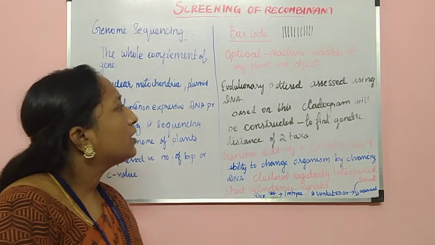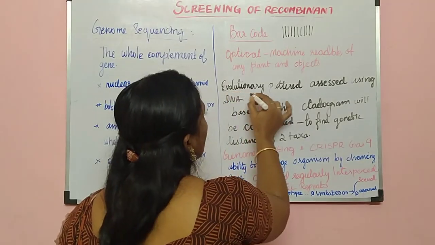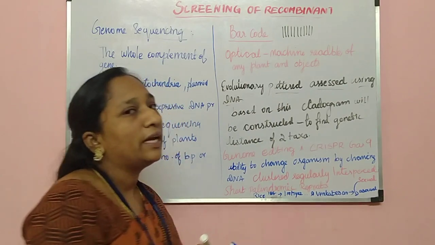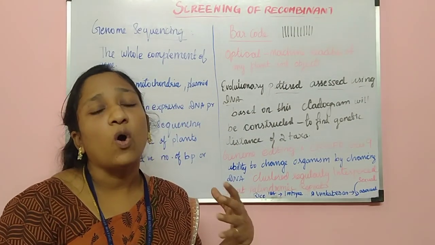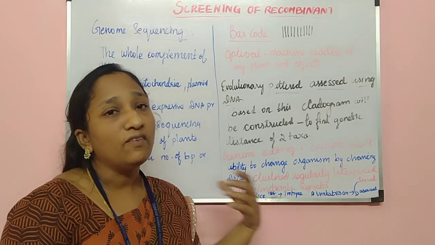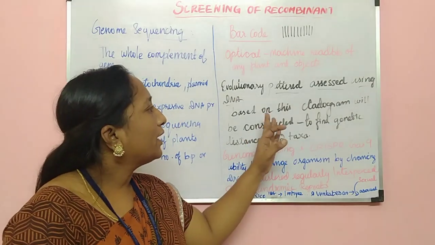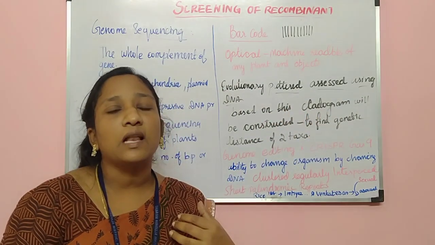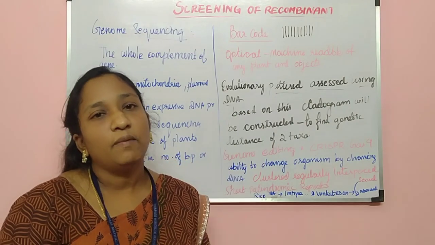And next we are going to learn about evolutionary pattern assessed using DNA. We have to find the evolutionary relationship of plants or animals. Information has to be collected by means of evolutionary relationship. By using the details, a cladogram will be constructed. You know what a cladogram is? That is an evolutionary tree. It is said to be a cladogram.